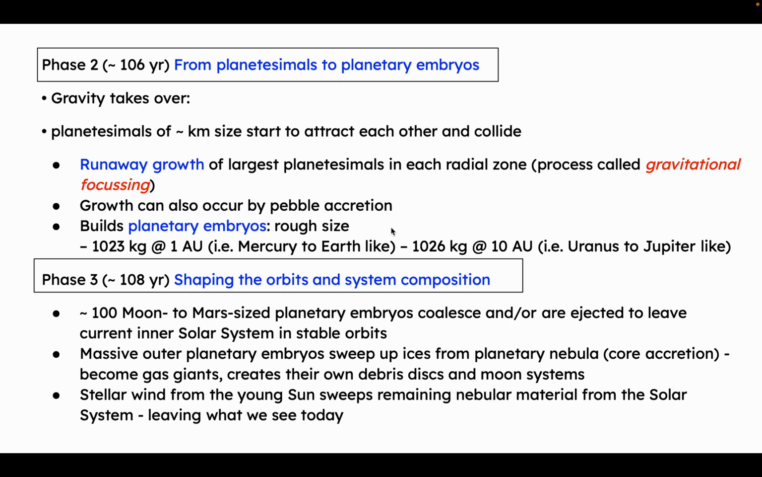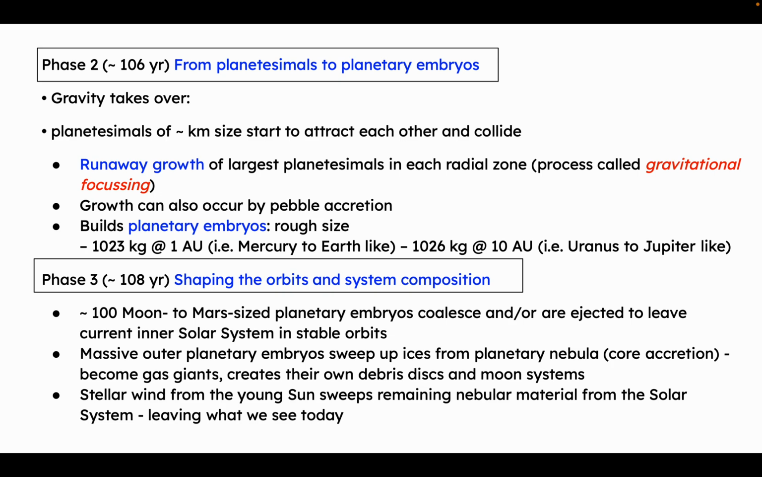So these planetary embryos are about 10 to the power 23 kg of mass and about 1 astronomical unit in size, up to 10 to the power 26 kg mass or 10 AU size. This is the mass and size range of the planetary embryos, which get formed from planetesimals through the gravitational attraction of planetesimals, you can say.